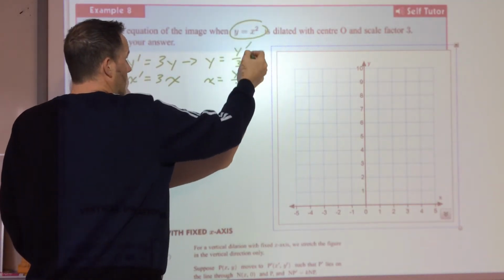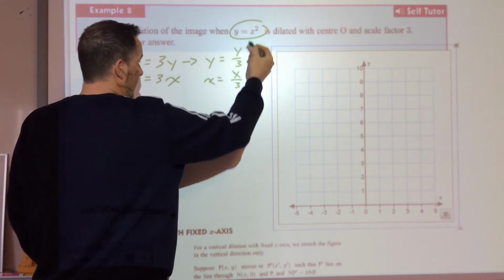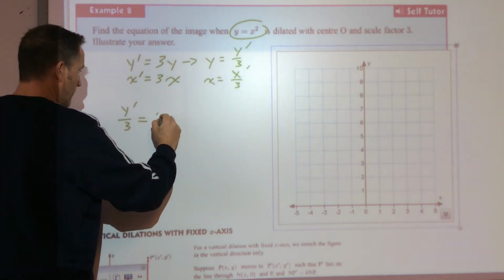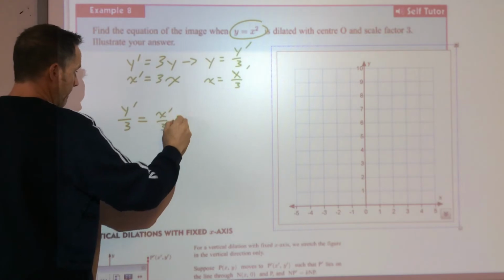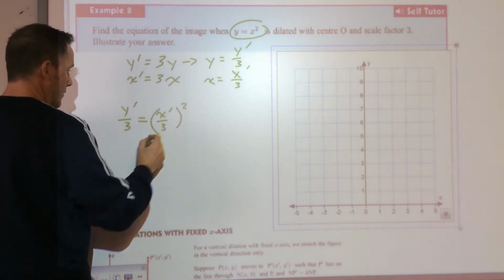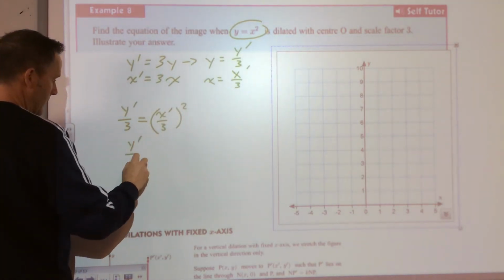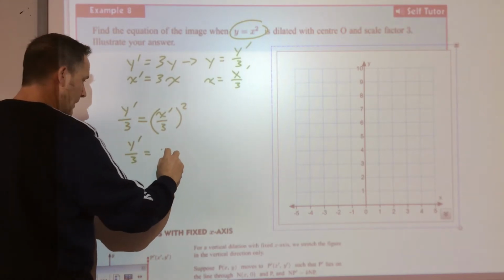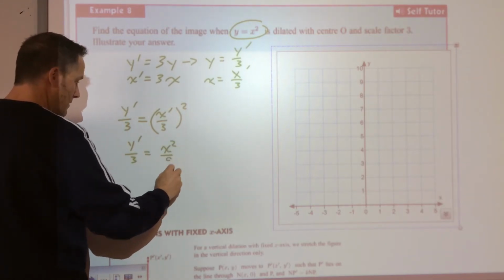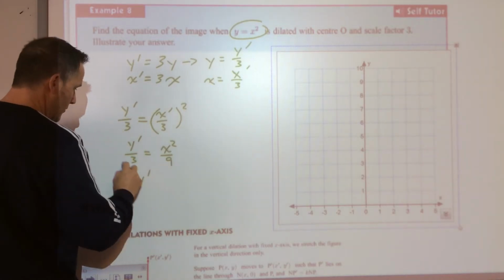So I replace in the equation, it now becomes y prime over 3. Replace y with y prime over 3. Replace x with x prime over 3. So y prime over 3 is equal to x prime squared over 9. I got to get rid of that 3. So I'm going to multiply both sides by 3.